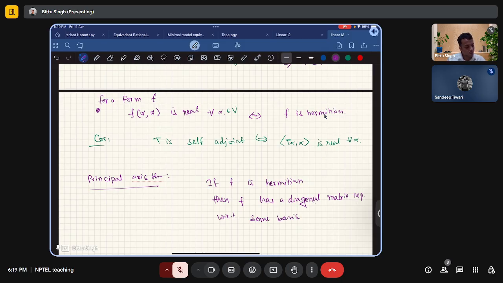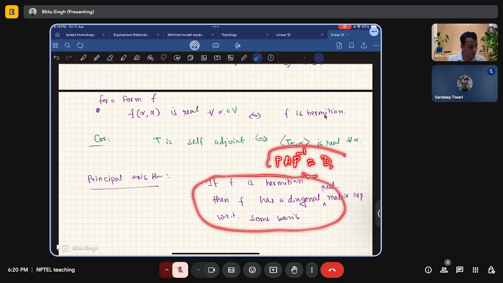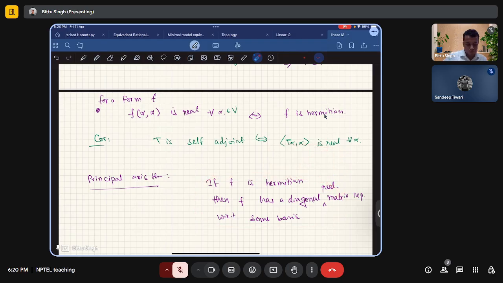So diagonal means diagonal, and all those diagonal entries are real. Okay, so diagonal real matrix. This is also known because any self-adjoint matrix can be diagonalizable. So the proof of this can be done using this fact: PAP inverse is diagonal, and all those diagonal entries are real because the eigenvalues of a self-adjoint matrix are real. So those are some properties.